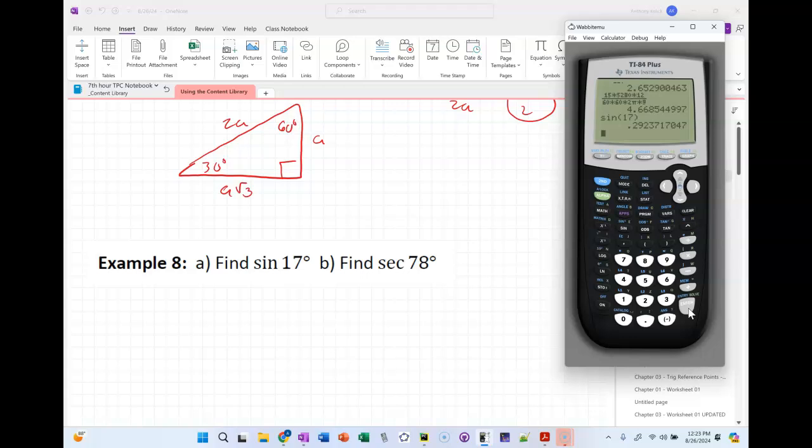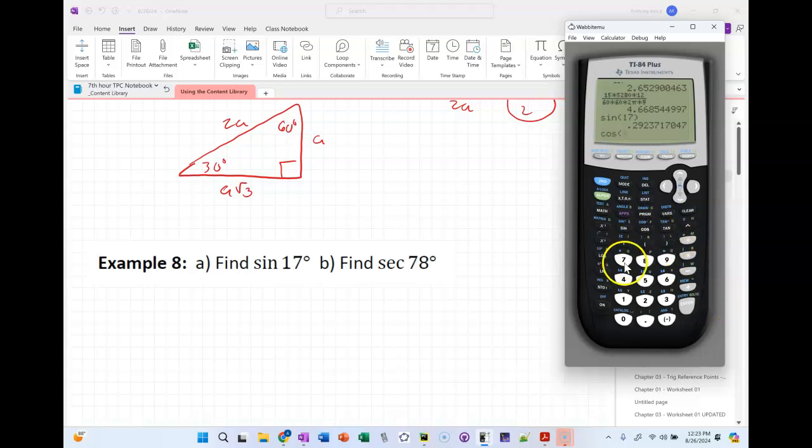Easy enough. What about secant of 78 degrees? It's cool if there's no secant button on my calculator. What am I supposed to do with that? What other trig function was secant related to? Not sine, cosine. So what I'm going to do is cosine of 78 and then take the reciprocal.